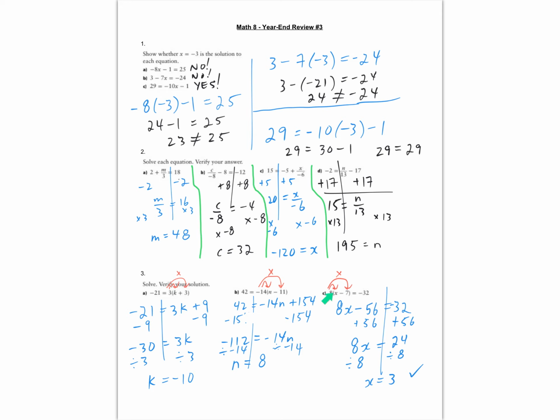Okay. So 8x minus 56 equals negative 32. Add 56 to both sides. Negative 32 plus 56 is 24. Divide both sides by 8, and x equals 3. And that's how we do those. Okie dokie.